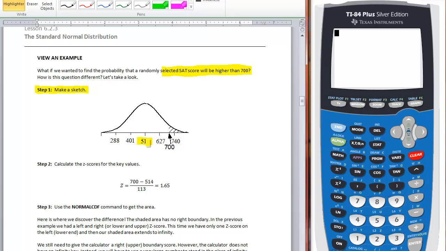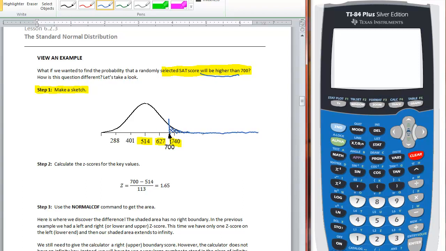And so when we make a sketch of that, I still have my mean in here. I'm still going by standard deviations of adding 113 each time. And I'm still going to put in the value that I care about, the 700, but now I just care about anything greater than that, anything higher than 700. And so then I just start going this direction.